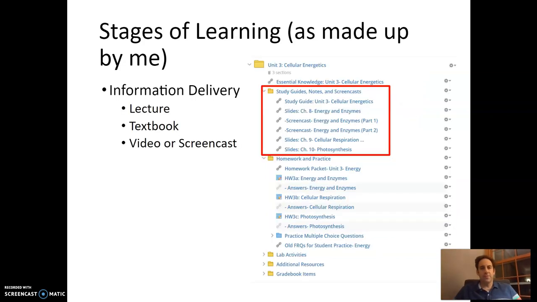So examples of places where information delivery is happening would be lecture, a textbook, a video or screencast. Basically this whole folder on the Schoology page with the study guide, notes, and screencasts, all of that is kind of the information delivered. Here's what you need to know. So because this is happening oftentimes faster than you're able to really take it in, your suitcase is a mess.